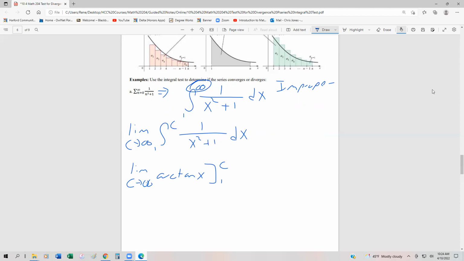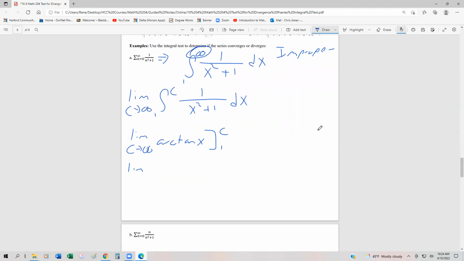Now we can substitute c and substitute 1 back in. We get the limit as c approaches infinity of arctan of c minus the arctan of 1. Again, we have to make sure that we can evaluate these. We've seen in previous videos several times that the arctangent of c as c approaches infinity is going to be pi halves. And earlier in this video series, we saw that the arctangent of 1 is pi fourths. If we subtract these, we get pi fourths, which means that the integral converges.